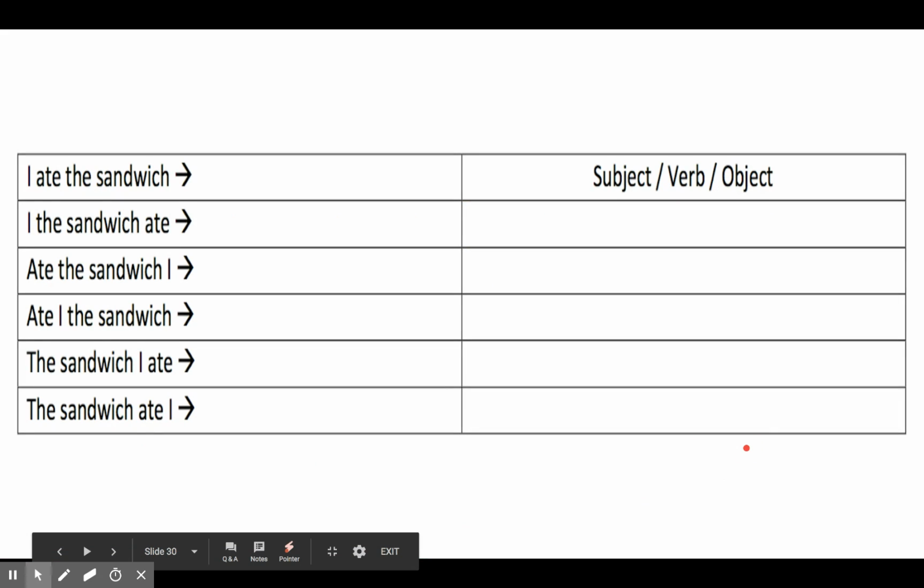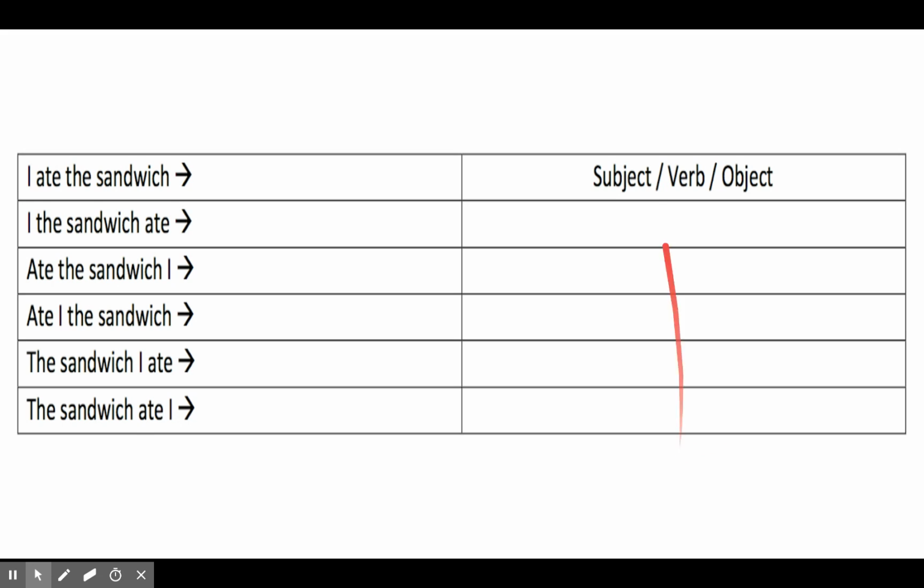You have a little chart that I want you to go ahead and fill out. The first one is done for you where subject, I, comes first, verb, ate, is in the middle, and the object, the sandwich, comes last. You're going to go ahead and do that same ordering for the remaining 5 questions. Go ahead and pause while you complete that, please.